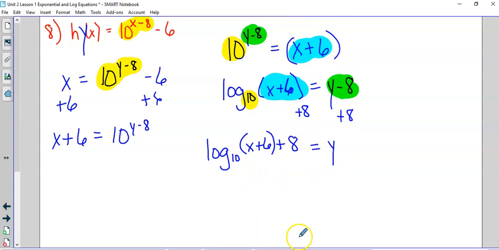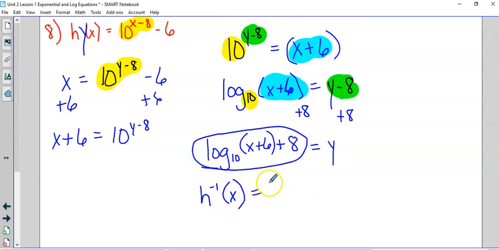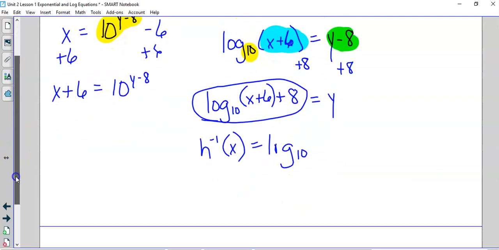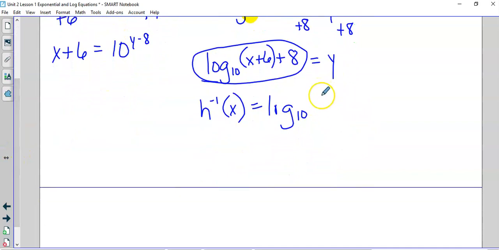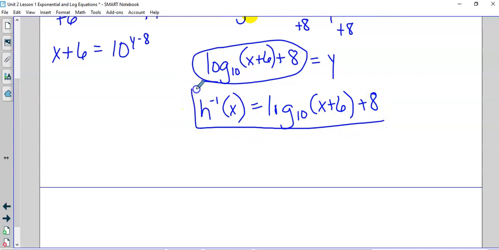I'm just going to check my key real quick to make sure I got the same thing. I did. Okay, so then I'm going to rewrite my original, my h of x. I'm going to rewrite it in inverse notation. The inverse of that equals, and then I'm just going to put all of this part right here over here. Log base 10. Let's see if I can move this up a little bit. My pen messes up at the bottom of my tablet. And then this is x plus 6 plus 8. So that is the answer right there.